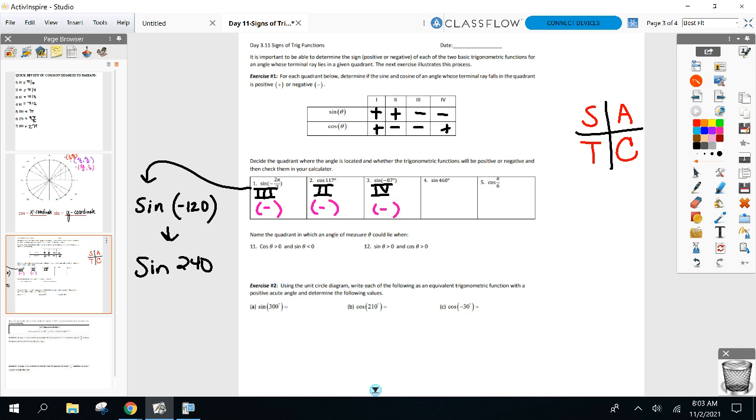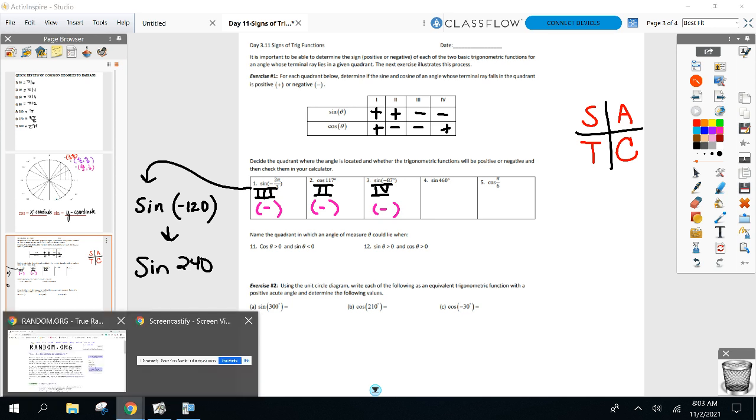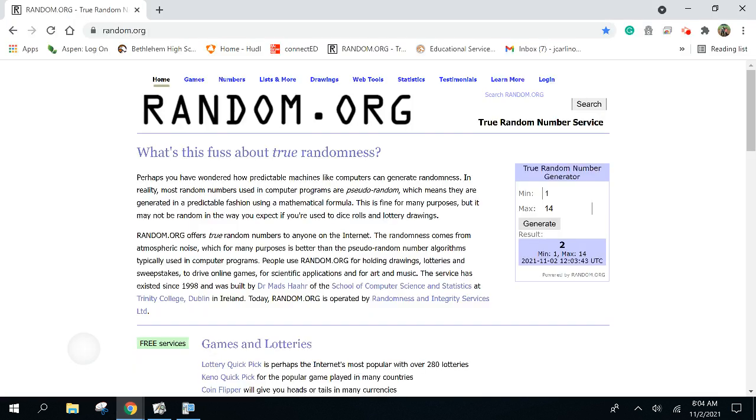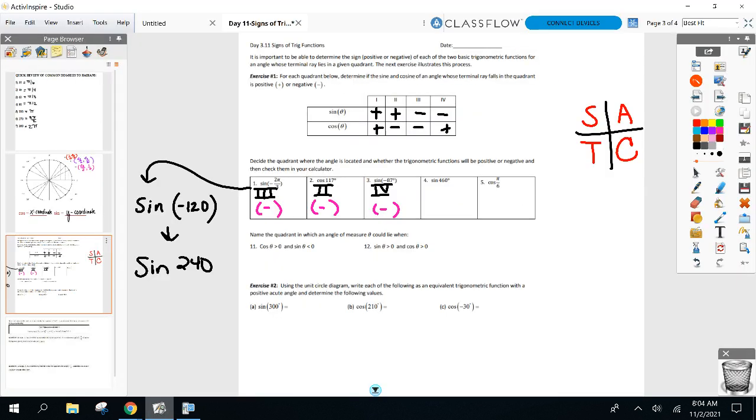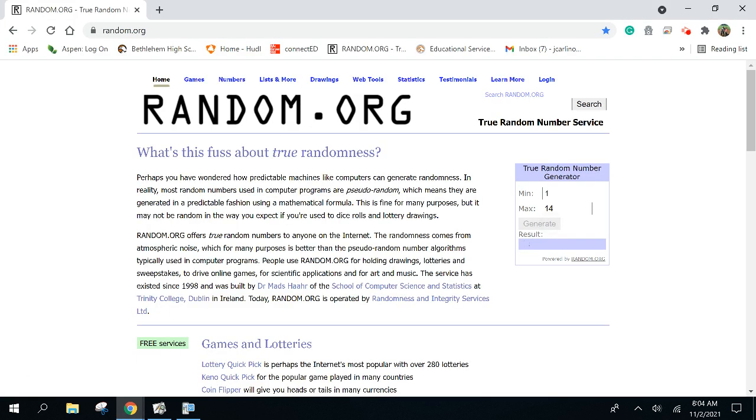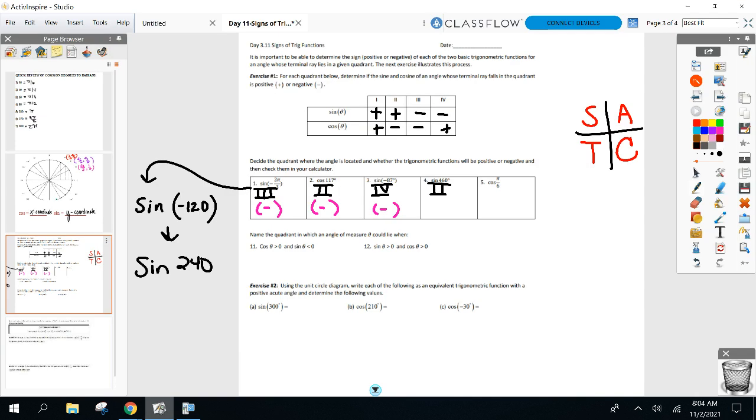460. Do what you want with it. I'm keeping it 460. I got to figure out that myself here. Minus that. Yep, I got it. What quadrant am I in? Second quadrant. Good. Sine in the second quadrant, positive or negative? Positive. There you go. We finally got a positive.